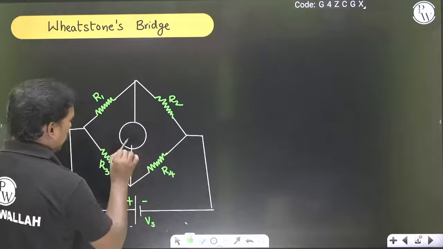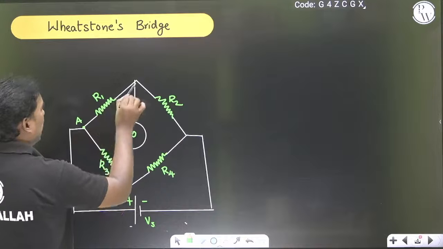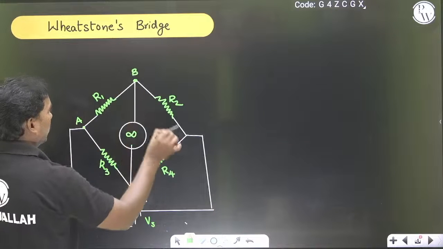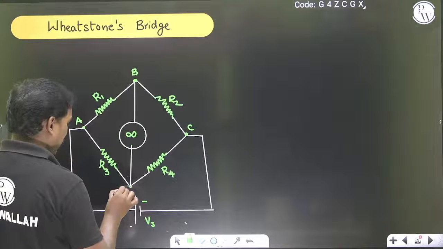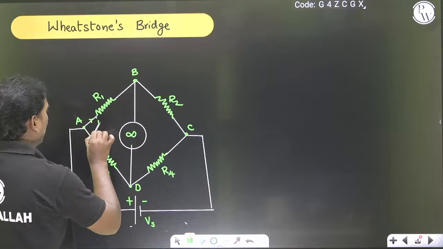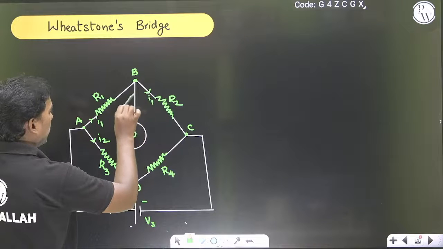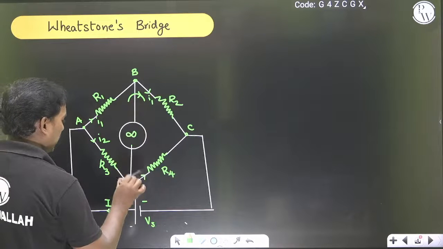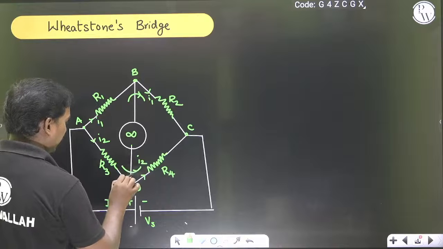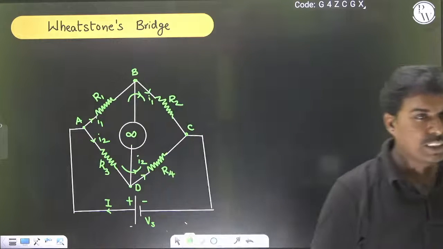So let us take this meter resistance as infinite. Now if I am taking the branches, so these are the branches. So this current I is split into 2 parts. The current passing here will be 0 and the currents passing are I1 and I2. Okay, so this is the bridge.